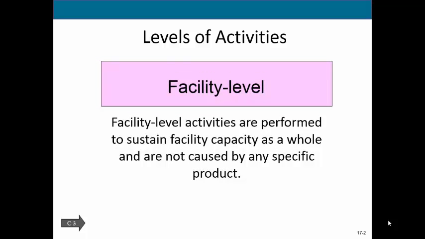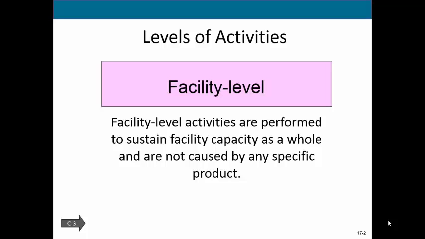Finally, we'll look at our facility level activities. And these are activities that sustain the facility as a whole. So they are not caused by any specific product. It doesn't matter how many units, how many batches, or how many products we make. They cover the whole facility. So an example would be the rent on a facility. The rent is going to be the same because it sustains the entire facility. It doesn't matter how many units we make, our rent is not going to change. It's not affected.